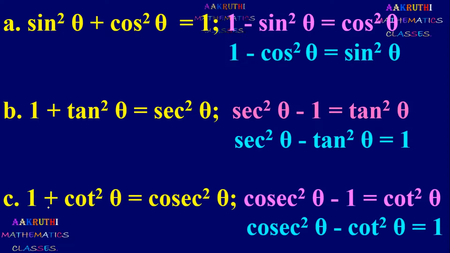And next identity, 1 plus cot square theta is cosecant square theta. If we take 1 to this side, we get cosecant square theta minus 1 is cot square theta. When we take cot square theta to this side, we get cosecant square theta minus cot square theta equal to 1. So these are three important identities.